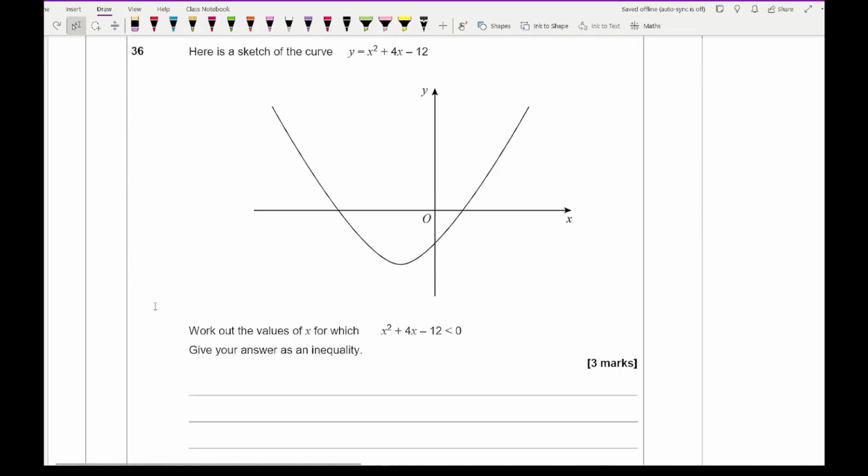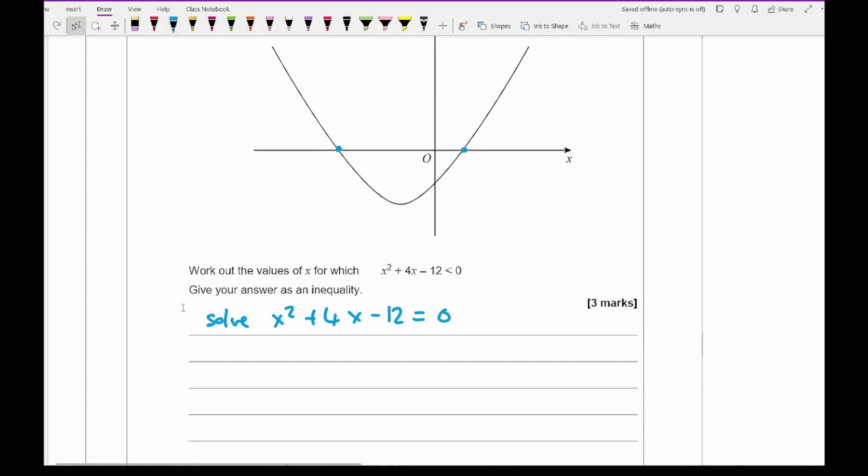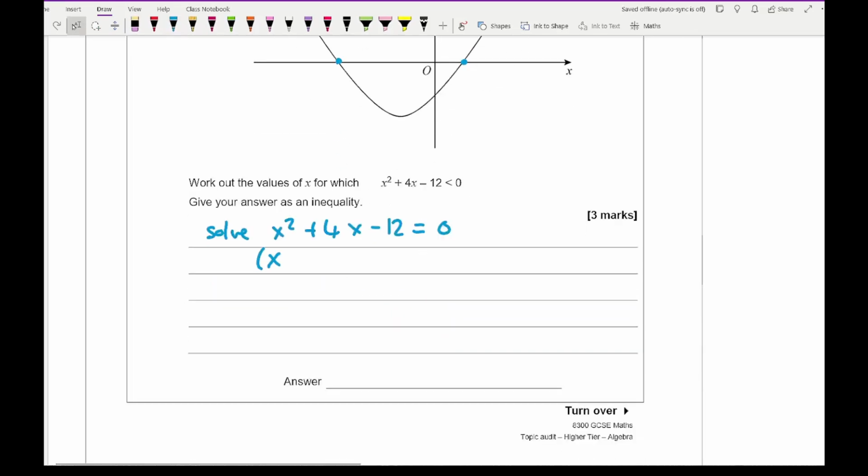Then for question 36, it says here is a sketch of the curve of y equals x squared plus 4x minus 12. Work out the value of x for which x squared plus 4x minus 12 is less than 0. So first things first, I need to work out what these two points here are, which are the solutions. I do that by factorising. So if I solve x squared plus 4x minus 12 equals 0, I can solve that by factorising. So I've got x plus 6 and x minus 2 equals 0. So the two solutions are minus 6 and 2.